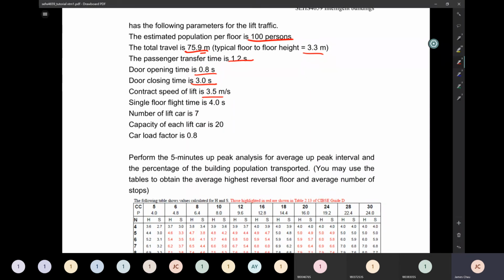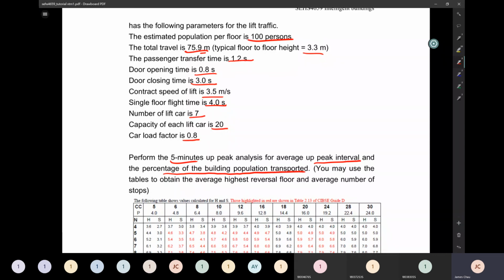Meter per second, and single floor flight time is 4 seconds. The number of lift cars is 7. The capacity of each car is 20, and the car load factor is 0.8. We are going to perform the 5 minutes up peak analysis for the average up peak interval and the percentage of the building population transported.